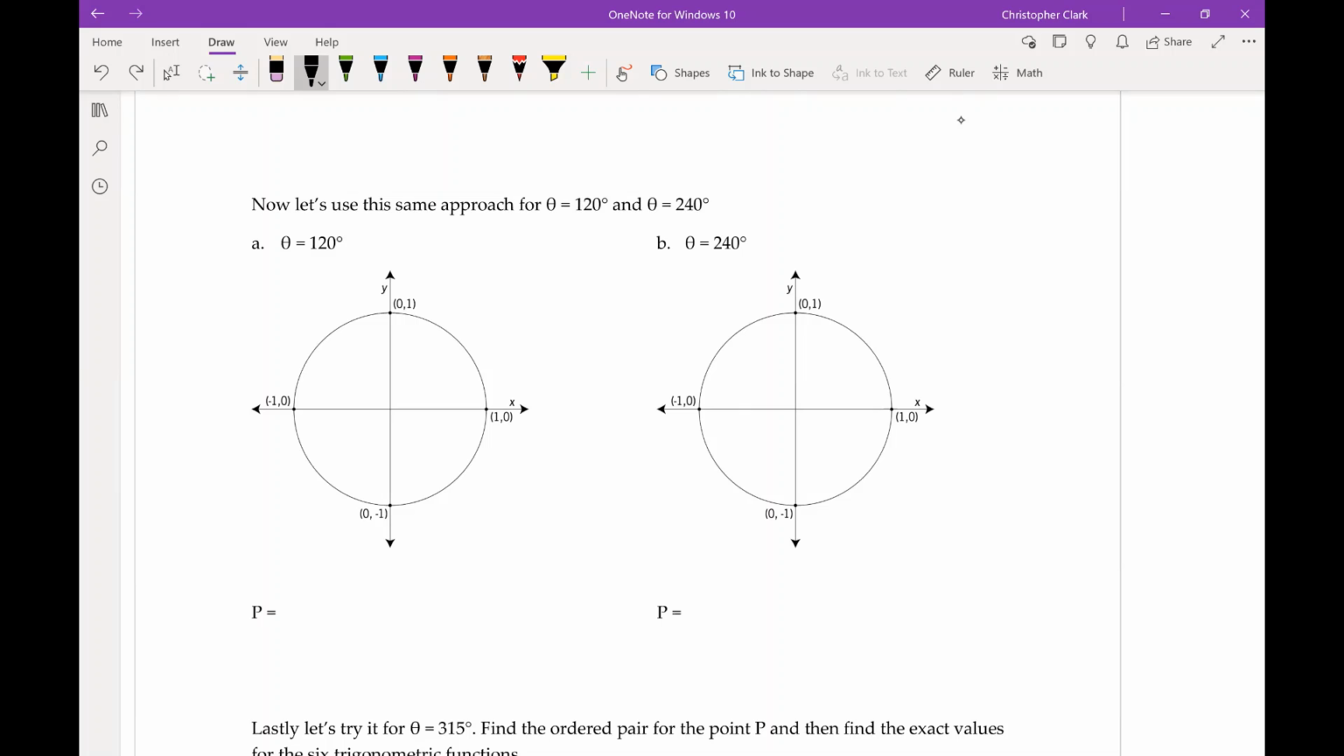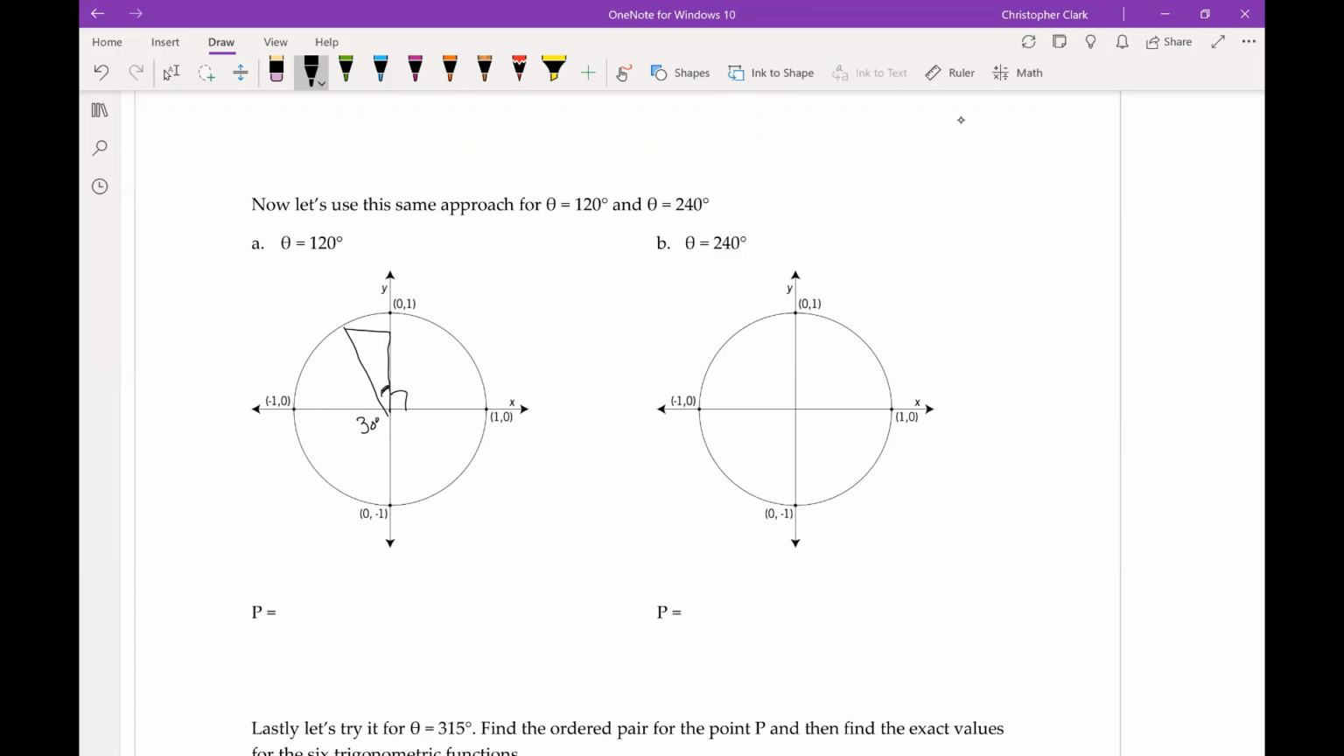So now we're going to use the same approach for if theta is 120. So if this right here is 90, I'm going to go 90 and then another 30 degrees. So I've gone 90 and then I've gone an extra 30. So this angle right here is an extra 30 degrees. Now, can we figure out this point?